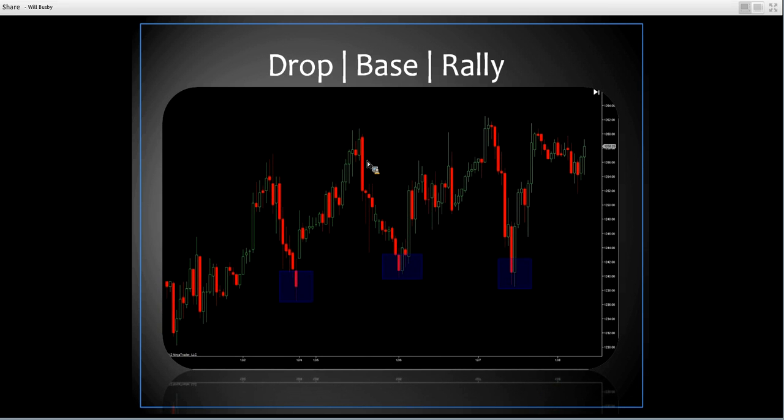Drop-base-rally, these are our valleys, and they look almost identical, just opposing sides to the peaks, right? So if you think of mountains, you think of peaks being the top, the valleys being the bottom. Okay? Same scenario. Notice what happens every time we come back into one of these valleys, we get a large rally in price. All right? They are, in fact, all retests of previous levels.